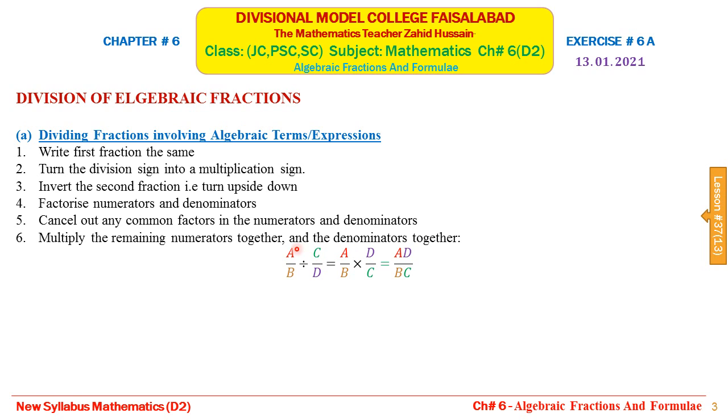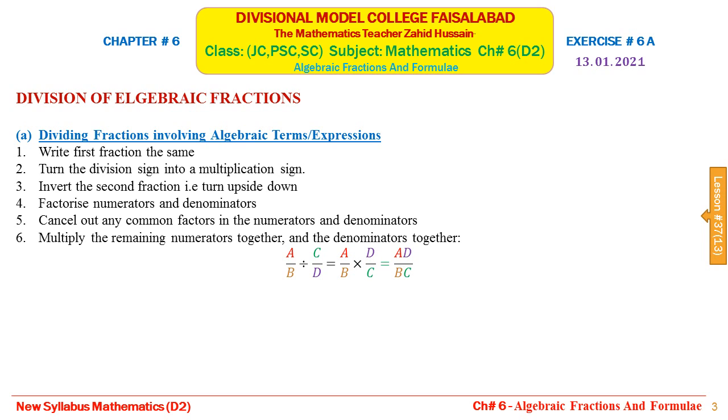Like this: if a over b is a fraction where a and b are algebraic expressions divided by another fraction c over d, where c and d are algebraic expressions, we will first change this division sign into a multiplication sign, and we will invert the second fraction which is after the division sign, and it will become d over c. Now if any of the four expressions can be factorized, we will first factorize. Then we will cancel out the common factor, and we will multiply the numerator with the numerator and denominator with the denominator. So this is the general rule.